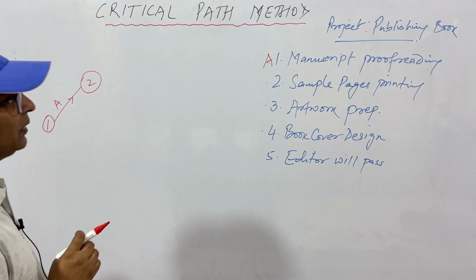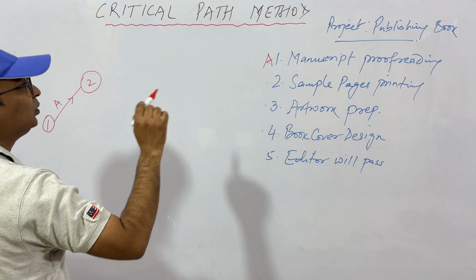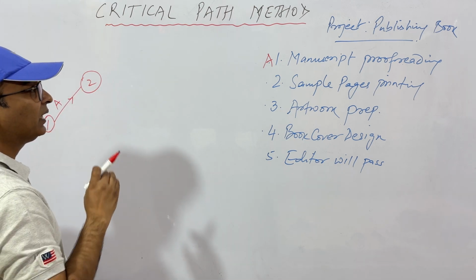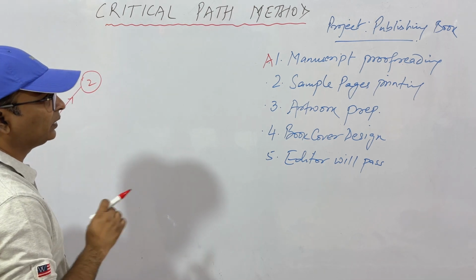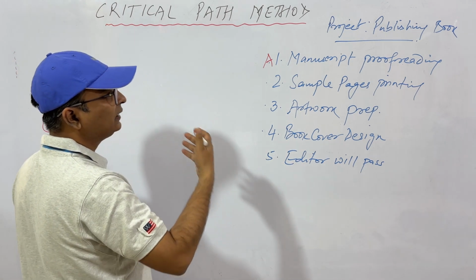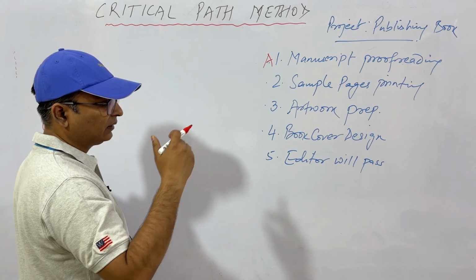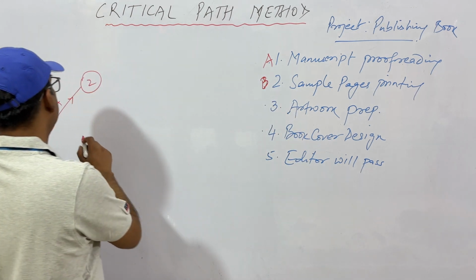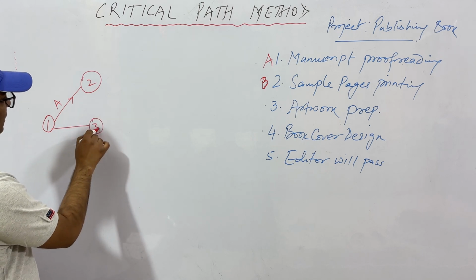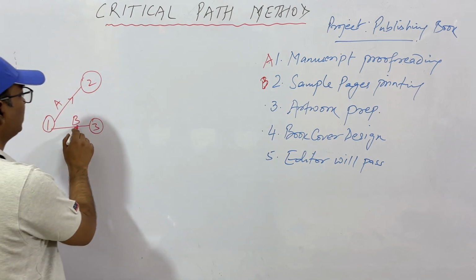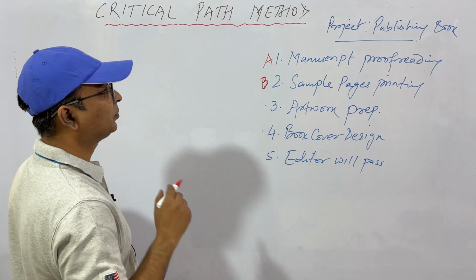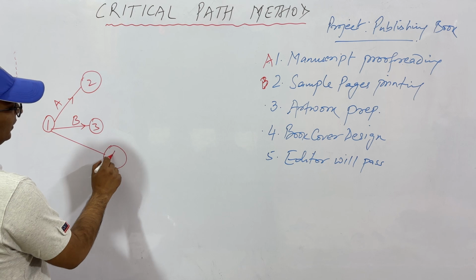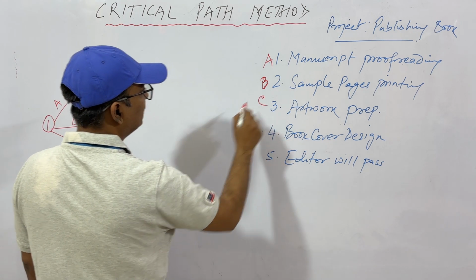Similarly, we have sample pages printing. You very well understand that you don't need to first of all do the proofreading of the manuscript and then only start sample printing. You don't need to do this. Why? Because you want to see the font, you want to see how many lines are in one page. So this can be done concurrently. So let's say this is your activity B, that is sample page printing. Then is artwork preparation. Someone can sit and design the artwork. So that is your next work. So let it be C.